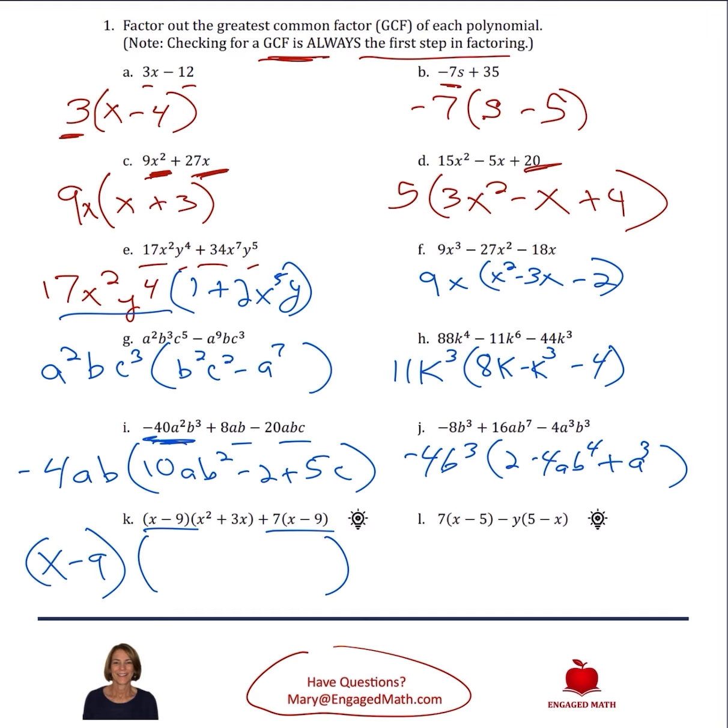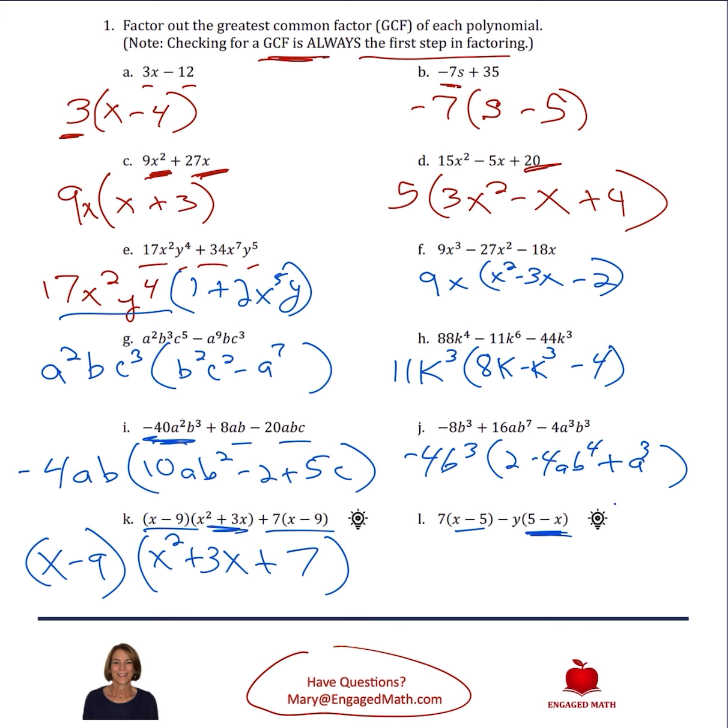Yes, a binomial can be the GCF. So if we take out that x minus 9, we're left with x squared plus 3x. And again, this is a light bulb, so I'm not going into a big explanation, plus 7. That's it. Okay, the next one, the GCF looks like, you'd wish it could be x minus 5, but this is 5 minus x.